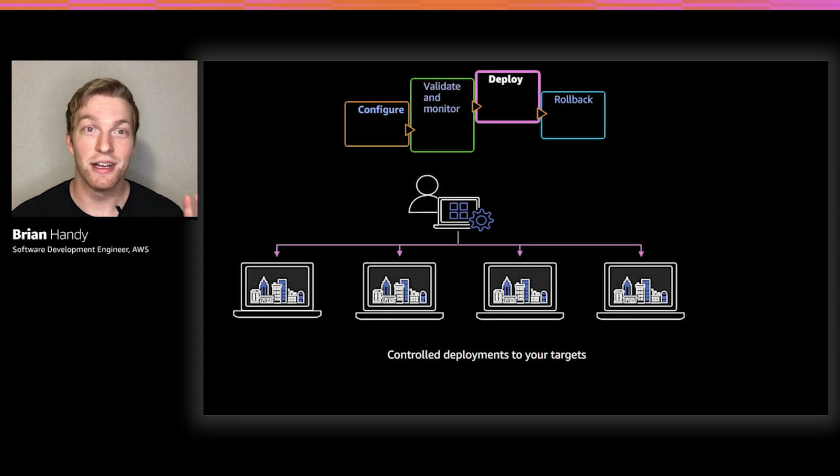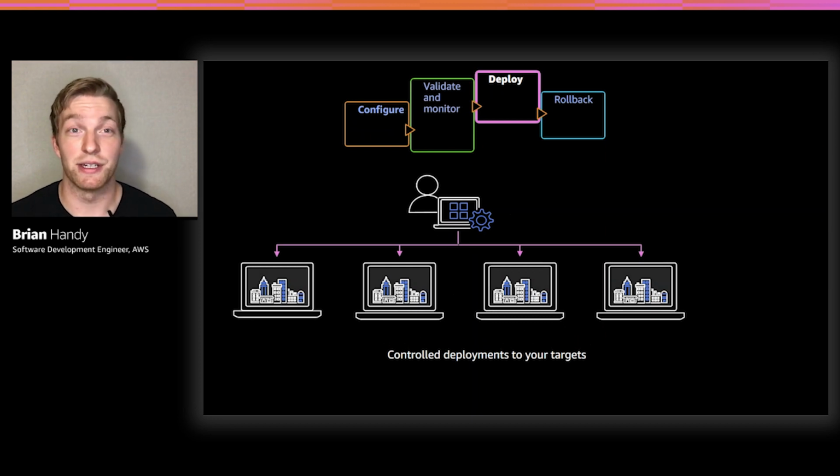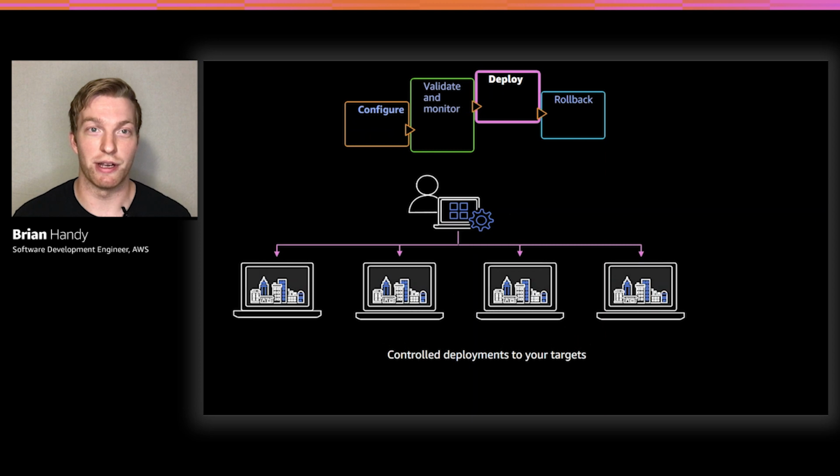Okay, so after you've set up validators and monitors, it's time to deploy your configuration. App Config gives you the ability to deploy your configuration as fast or as slow as you need. You can deploy configuration globally in a matter of seconds, or you can deploy your configuration gradually to an ever-increasing percentage of your application hosts.